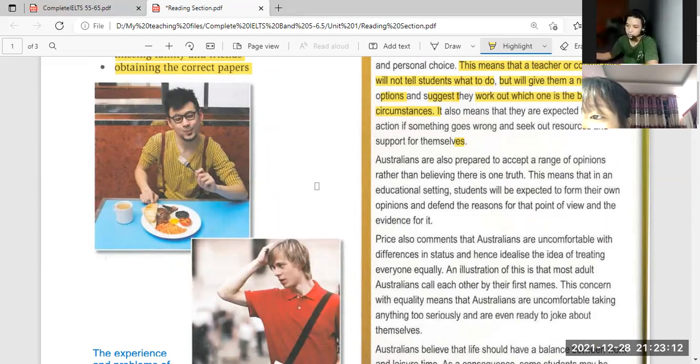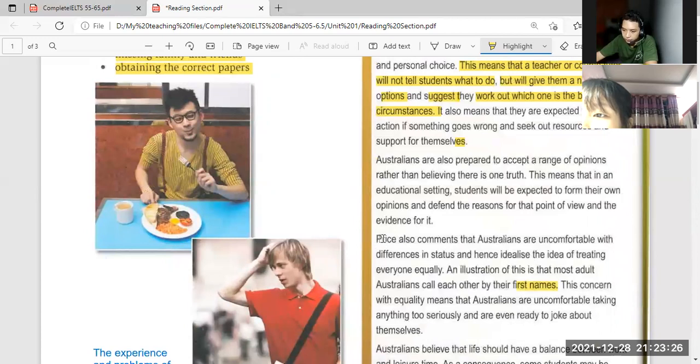Is it that Australians call each other by the first name? Okay, Australians call each other by their first names. Very good. Can you please read it from here? Price also comments that Australians are uncomfortable with difference in status and hence the idea of treating everyone equally. An illustration of this is that most Australians call each other by their first name.